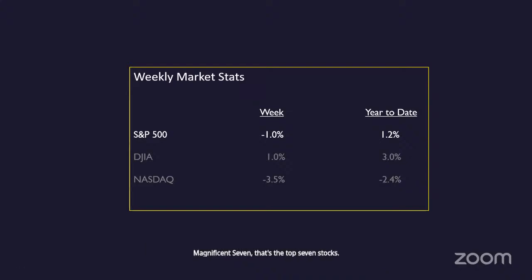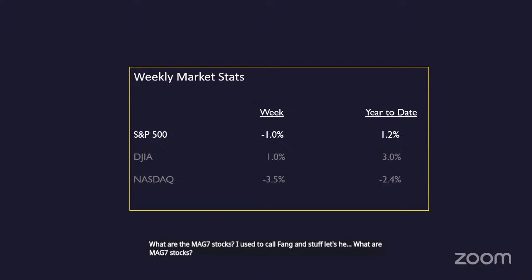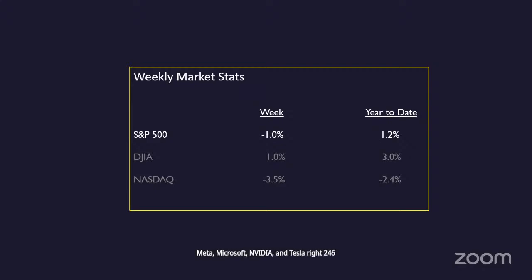And let me just see what they are because I know somebody's going to ask. What are the Mag 7 stocks? I used to call them FANG and stuff. Let's see. They are Alphabet, Amazon, Apple, Meta, Microsoft, Nvidia, and Tesla, right? Alphabet, which is Google. Amazon, Apple, Meta, which is Facebook, Instagram, and who knows what else. Microsoft, Nvidia, and Tesla. These are the magnificent, and these are overvalued.